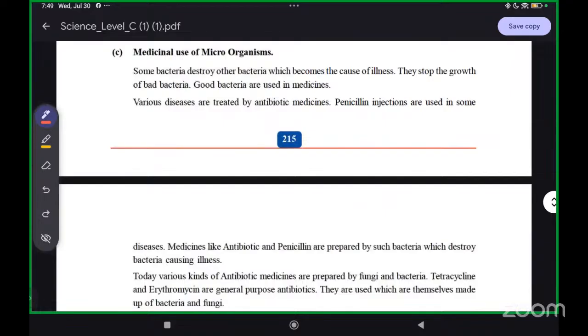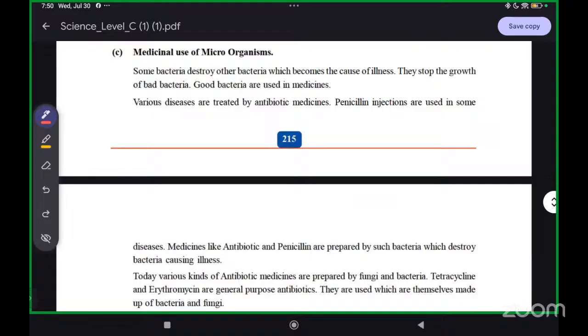Medicinal use, that is, how microorganisms are used in medicines. Some bacteria destroy other bacteria which become the cause of illness. They stop the growth of bad bacteria, and good bacteria are used in medicines. So there is good bacteria and bad bacteria, we saw. Good bacteria is good for our body, bad bacteria is harmful and makes us ill. So sometimes to treat the bad bacteria, good bacteria is given to us so that they can kill the bad bacteria. And this good bacteria is used in medicines.